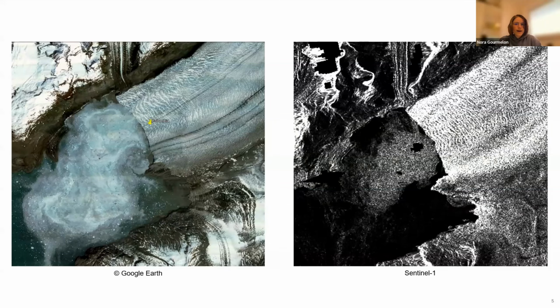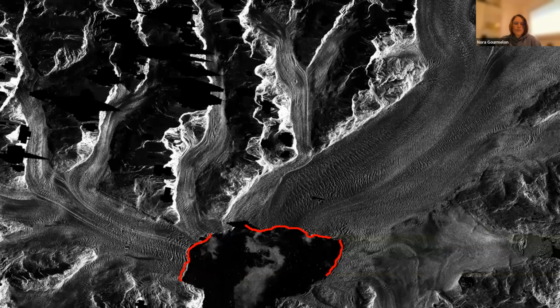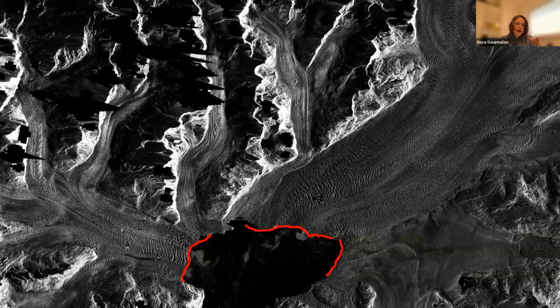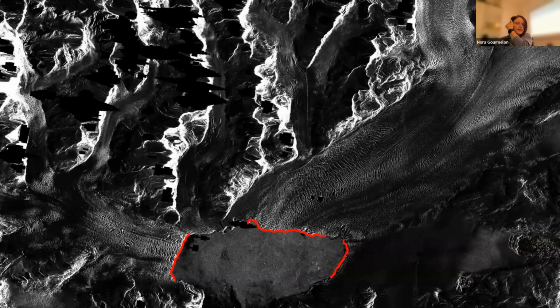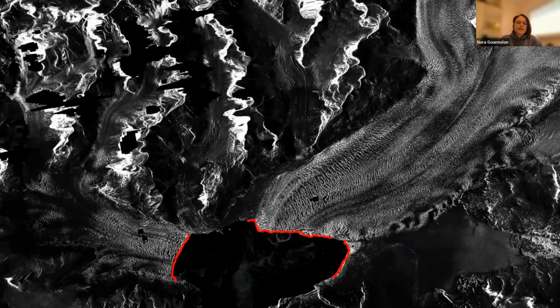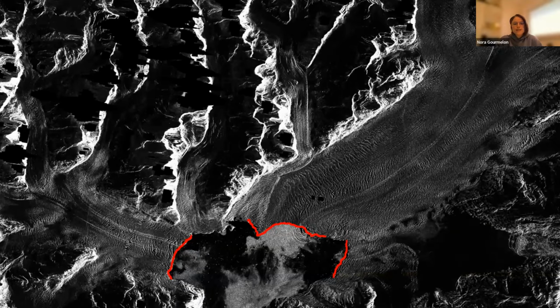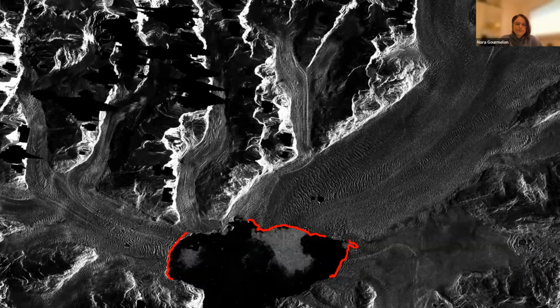Therefore, in my work, I focus on SAR images, so synthetic aperture radar images, which send out their own signal and therefore don't rely on sunlight and can also penetrate cloud cover. And with that, we can, in the end, track the calving front and how the glacier itself is melting. And we get these nice time series here.